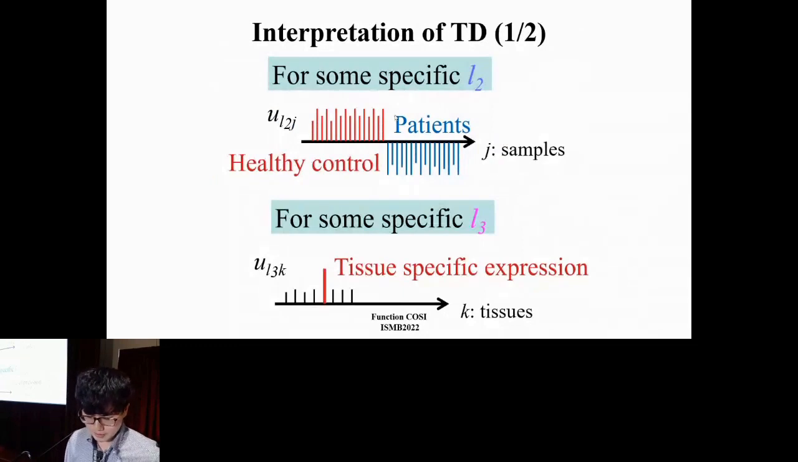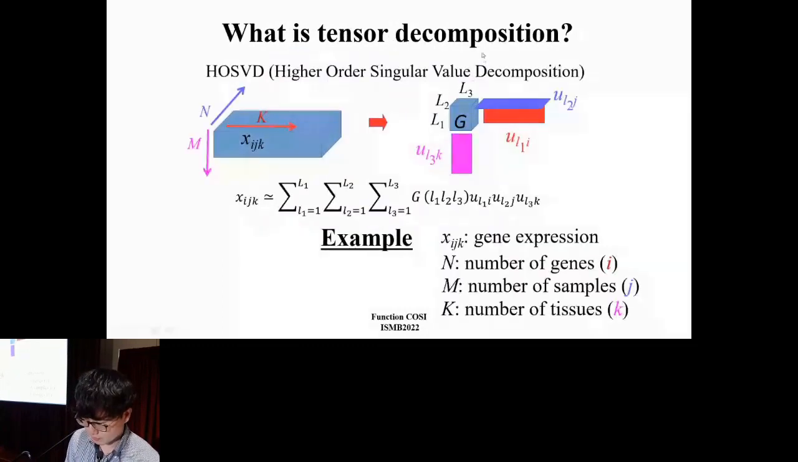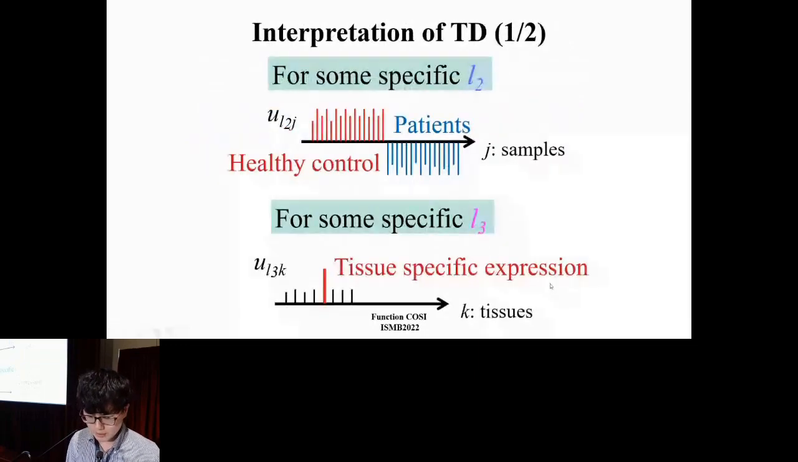This is how to interpret tensor decomposition. For example, if we consider the third order tensor of gene, sample and tissue, u_l1i is the gene-dependent vector, u_l2j is the sample-dependent vector, and u_l3k is the tissue-dependent vector. We'd like to find DEGs, differentially expressed genes, that differ between a patient and a healthy control and are tissue-specific.